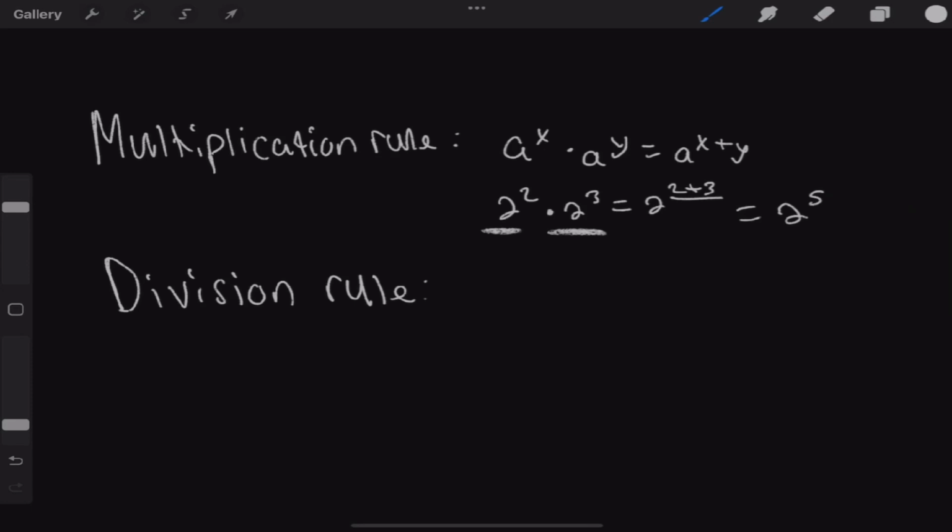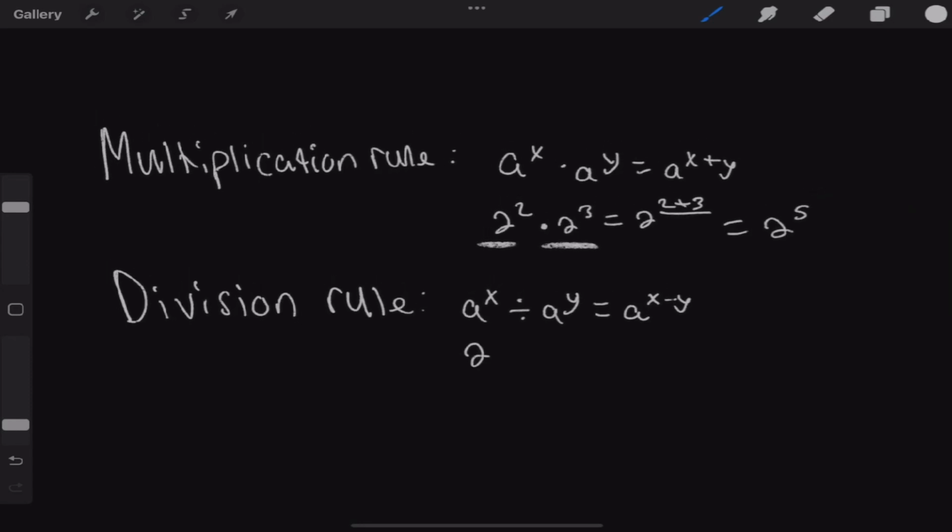And then the division rule is saying almost the same thing, except you're basically changing what property you're doing. So a to the power of x divided by a to the power of y equals a to the power of x minus y. So in most cases, this will be displayed as a fraction, but it's basically saying the same thing, so we'll use the same number.